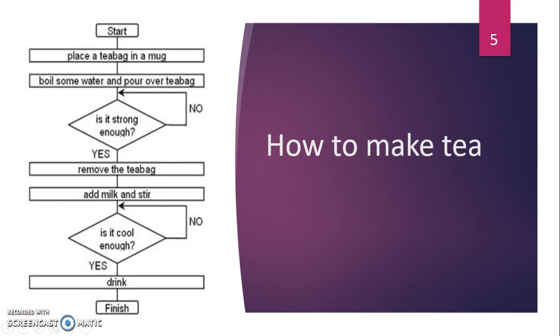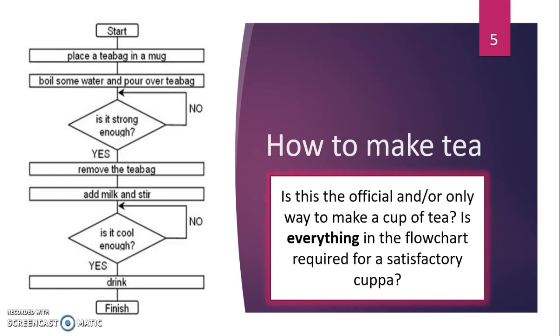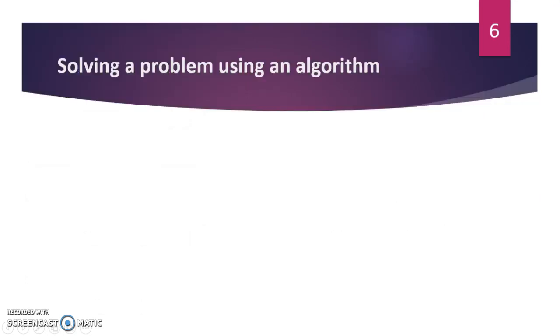But if we put this into consideration, is this the official or maybe the only way, like the only number one solution to making a cup of tea? Is everything in the flowchart a necessary thing? Well, for example, some people may not be so bothered about how cool their tea is. In other cases, some people might not even have milk whatsoever. And as is many debated times, milk might be added before the water. Controversial, I know.